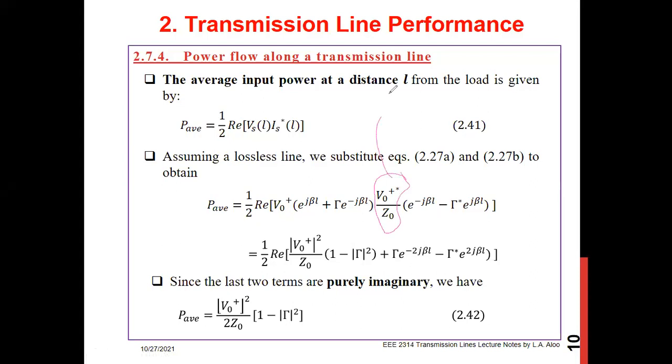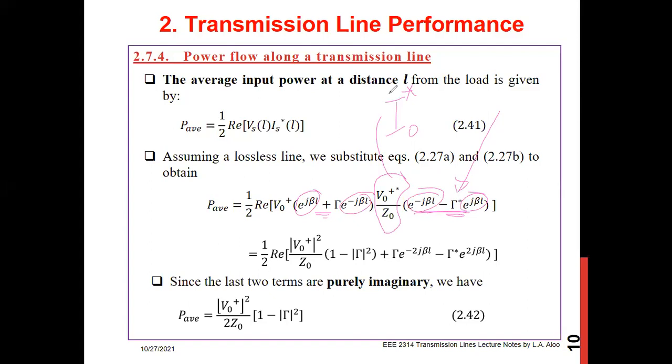This one here is like the I naught positive conjugate. Take note that even here, we are going to use the conjugate of the reflection coefficient. Take note, minus is here, plus is here. If this one here is plus, we will have minus here. If this one is minus, we will have this one as plus.